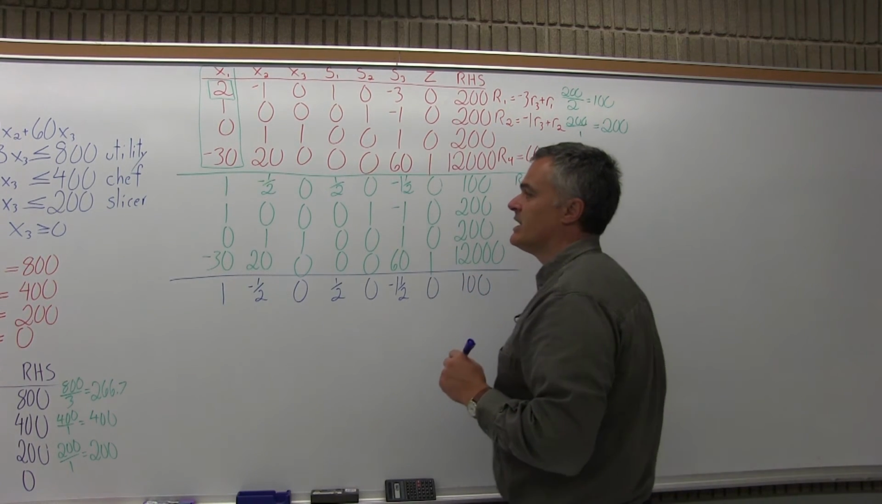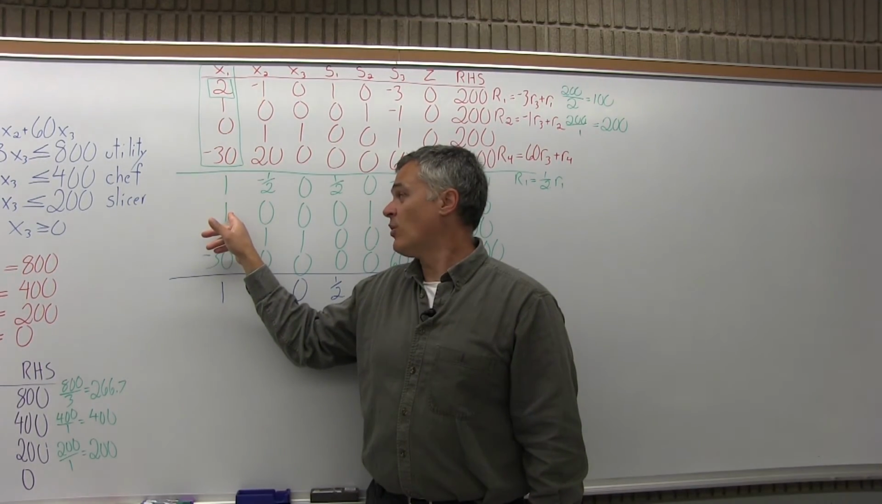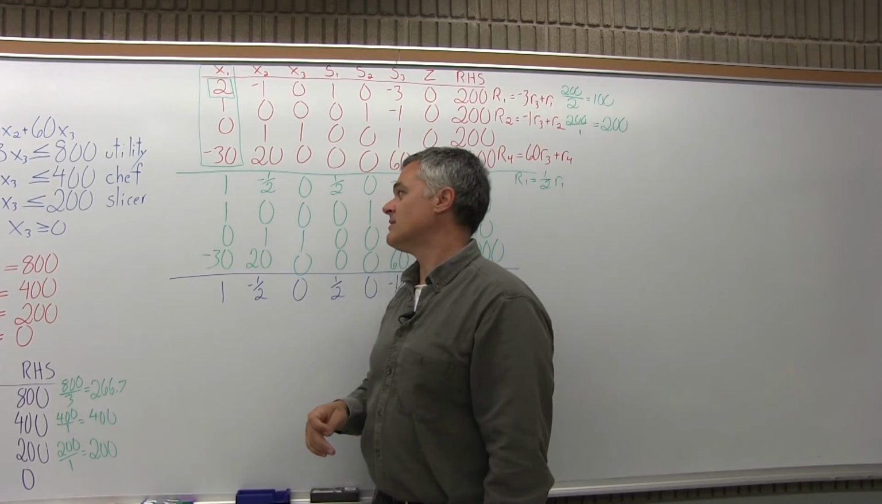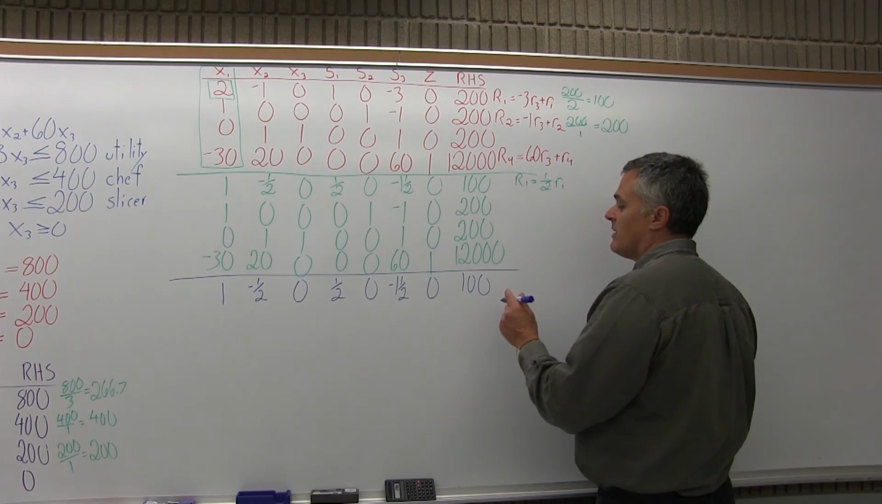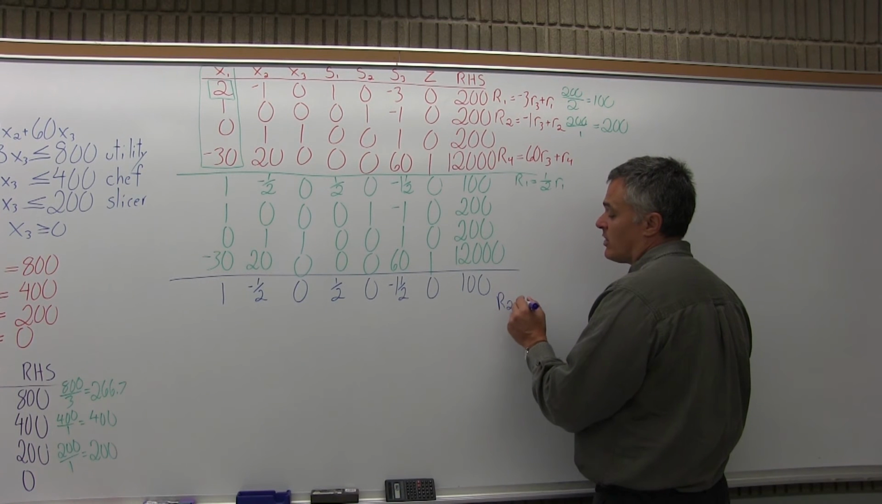Now, row 2 will change. Row 2 in the x1 column, or pivot column, is a 1. It will become a 0. So in row 2, I'm making a 0, and I'm going to write a little equation next to row 2 of the tableau I'm working on.